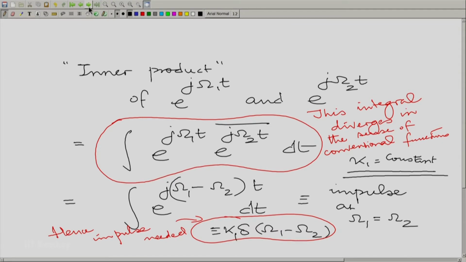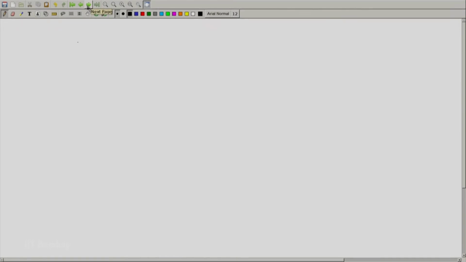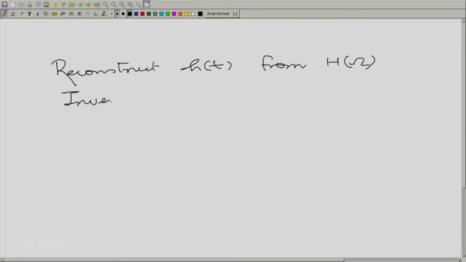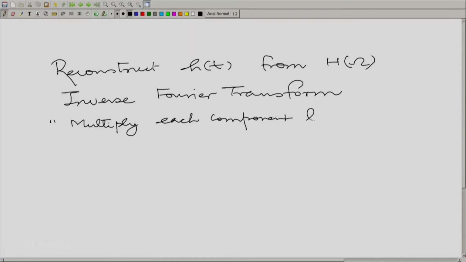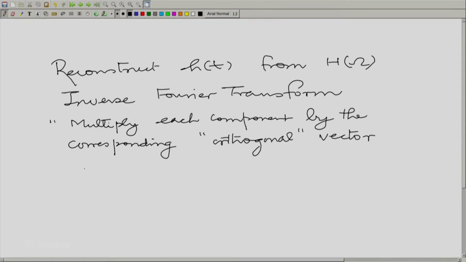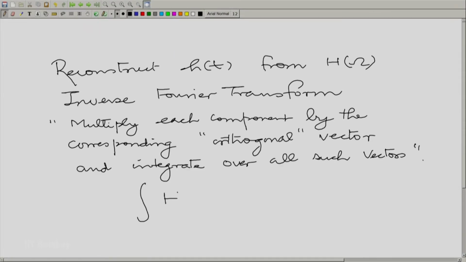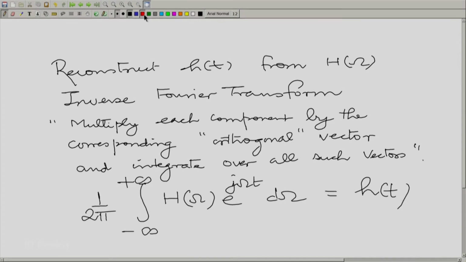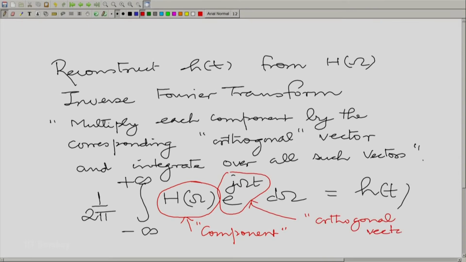So, with that background, we can now go on to reconstruct h(t) from H(omega), essentially using what we call the inverse Fourier transform. And the principle in the inverse Fourier transform: multiply each component by the corresponding orthogonal vector and integrate over all such vectors. And we express this mathematically as, so you notice that this is the component, this is the so called orthogonal vector, and this is the combination or the integral.